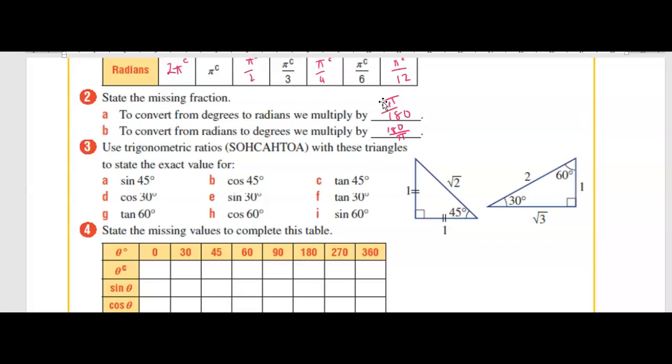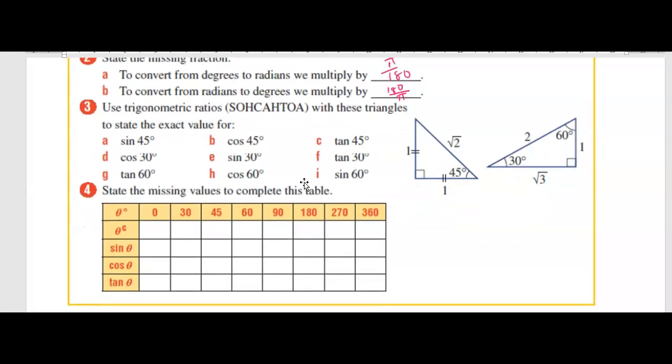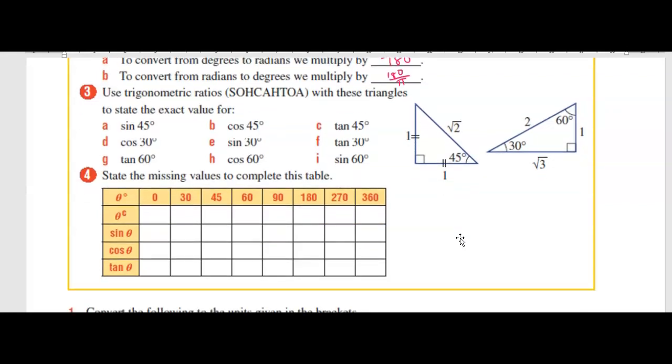All right, so number 3, use trigonometric ratios, so SOHCAHTOA with these triangles to state the exact value. So I'm not going to do them all because we just don't have enough room, but I'm just going to show you how to do it.